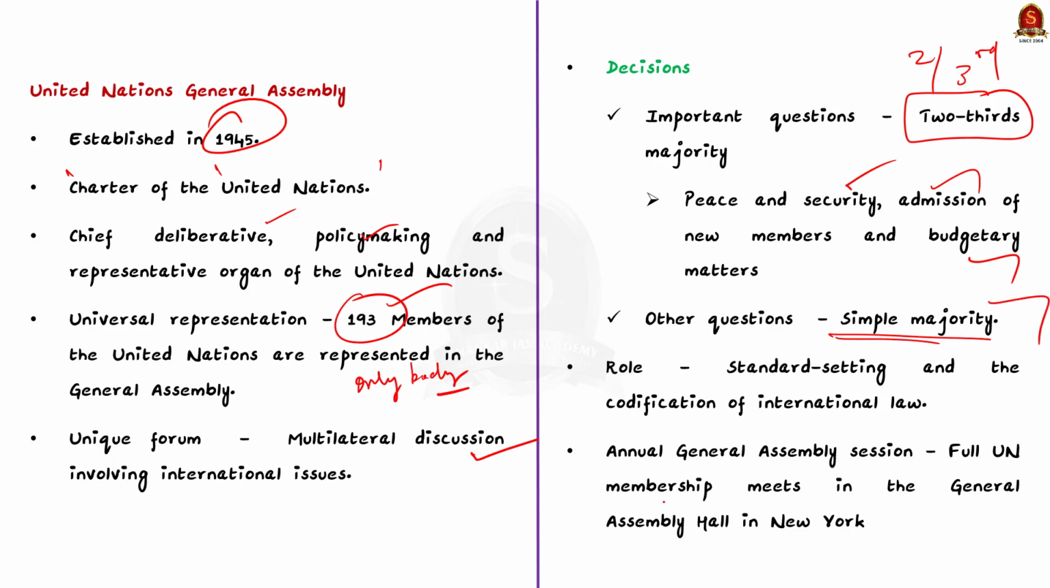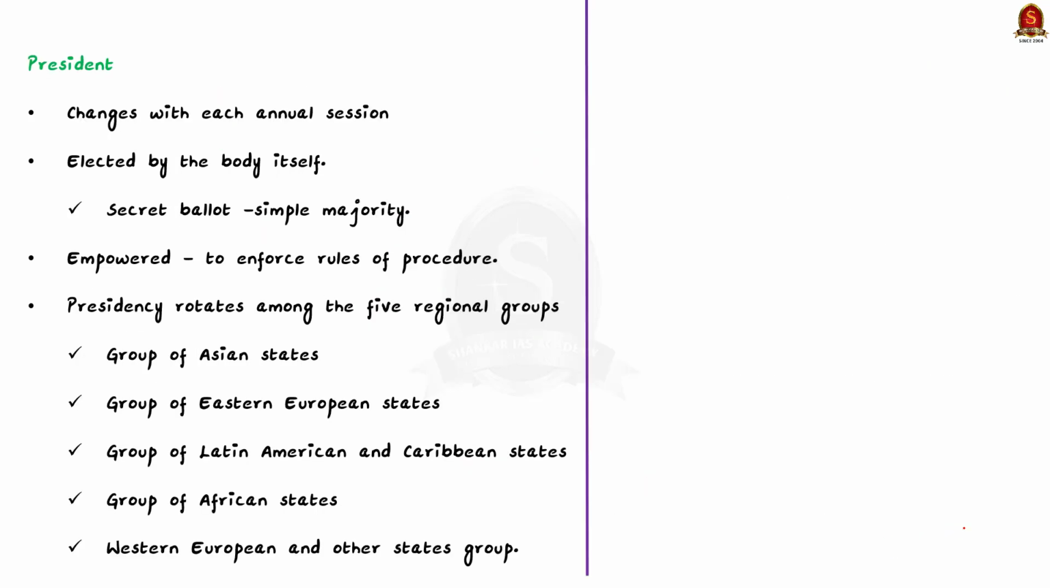The Assembly also plays a significant role in the process of standard setting and the codification of international law. Remember, each year in September, the full UN membership meets in the General Assembly in New York for the annual General Assembly session. The primary phase of these meetings generally runs from September through part of January until all issues are addressed, which is often before the next session starts. It can also reconvene for special and emergency special sessions.